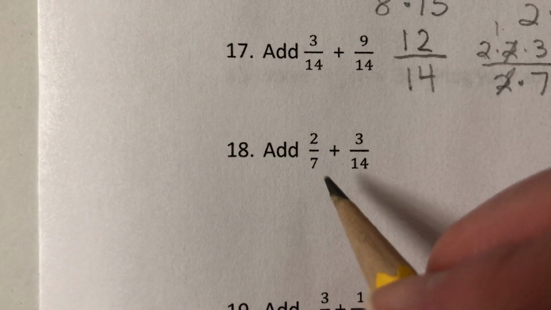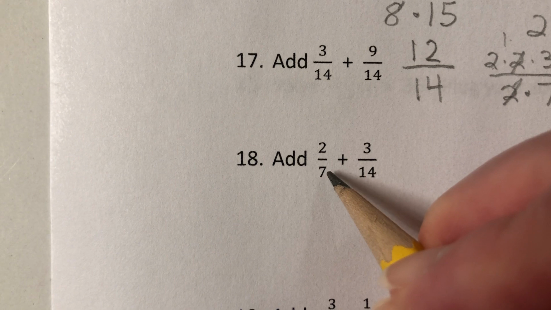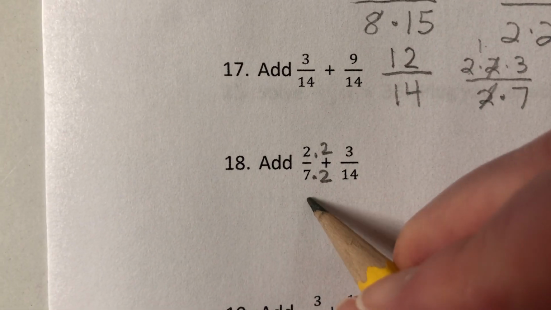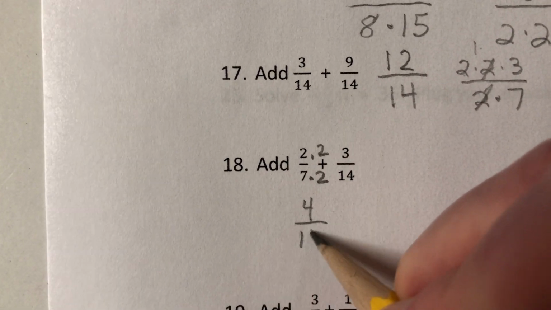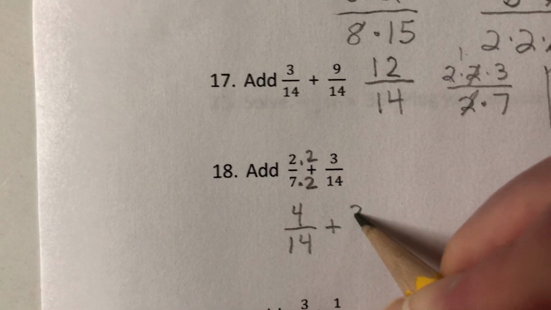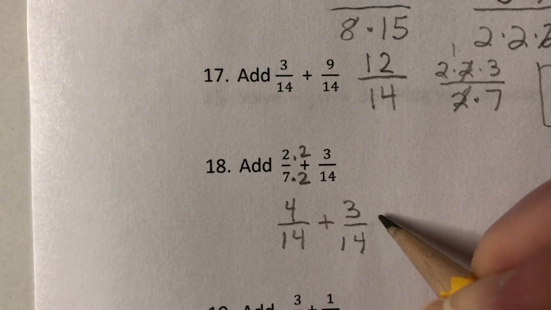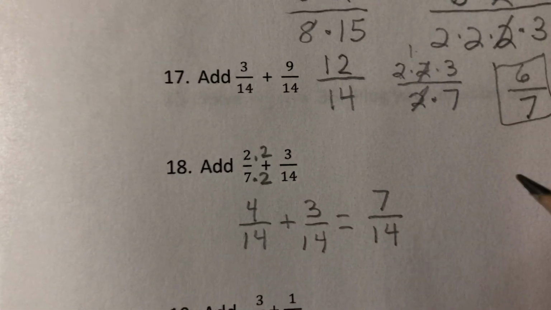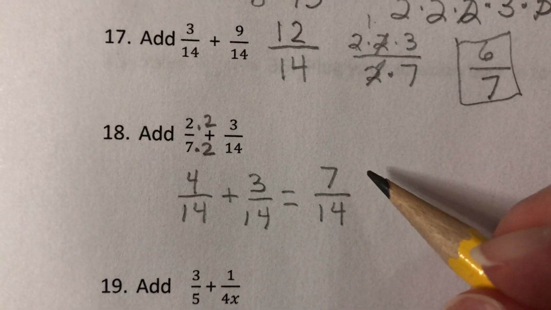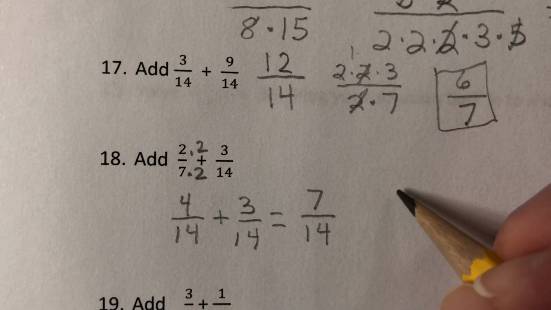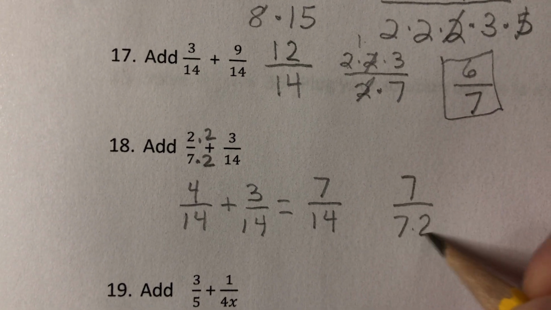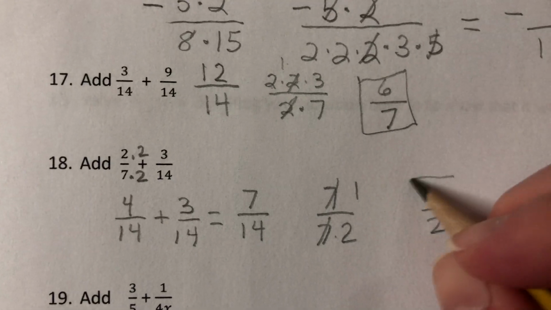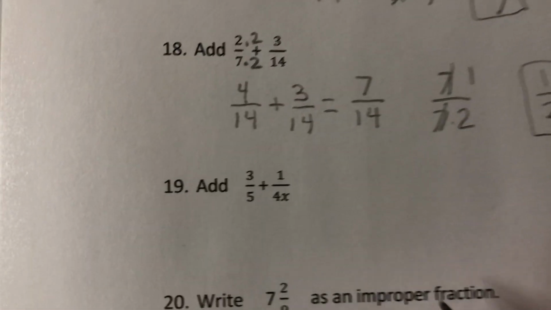In this problem, I don't have the same denominator, so I'm going to need to make that happen. So I multiply the top and the bottom by 2. So now I have 4 14ths plus 3 14ths. Altogether, that gives me 7 14ths. And when I put that into lowest terms, 14 is 7 times 2. 7 divided by 7 is 1. I get 1/2. 7 out of 14 is the same as 1/2.